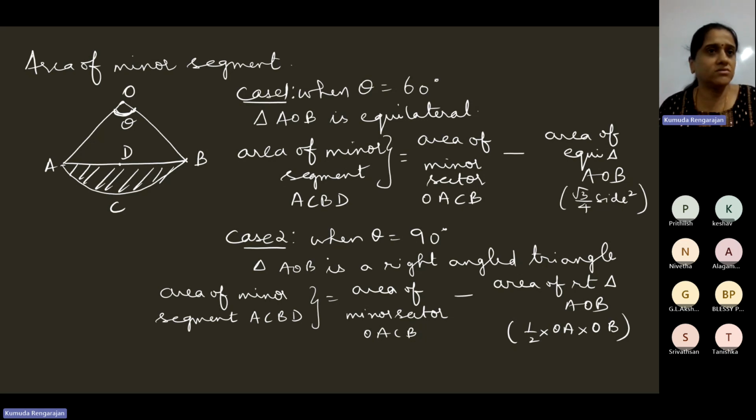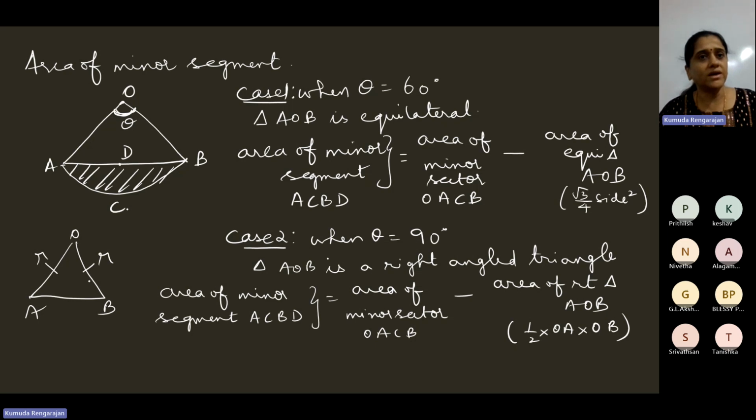Theta 120 degrees is removed from your syllabus. So we have only 60 and 90. Triangle AOB, when theta is 60 degrees, is an equilateral triangle, because AOB is already an isosceles triangle, since this is radius, this is radius. When this is 60 degrees, we know that these two angles are equal. So 180 minus 60 is 120, and each of these angles will be 60, 60. So when the sector angle is 60 degrees, triangle AOB is equilateral.